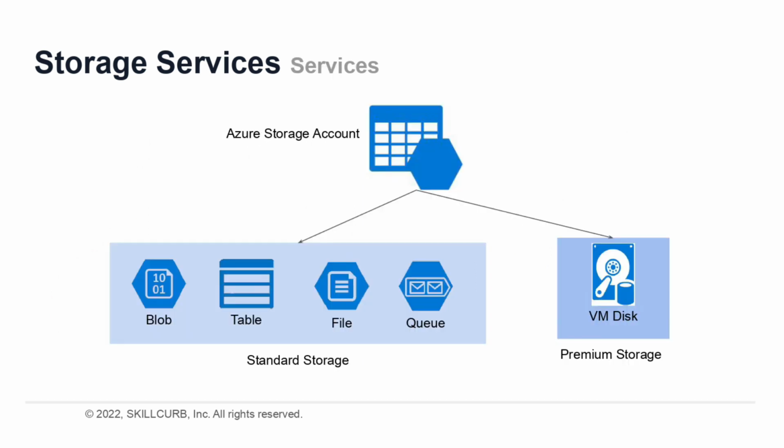With an Azure storage account, you can choose from two kinds of storage devices: standard storage, which includes blob, table, queue, and file storage types, and premium storage, Azure VM disks. With a standard storage account, a user gets access to blob storage, table storage, file storage, and queue storage, so let's explore each of these in more detail.